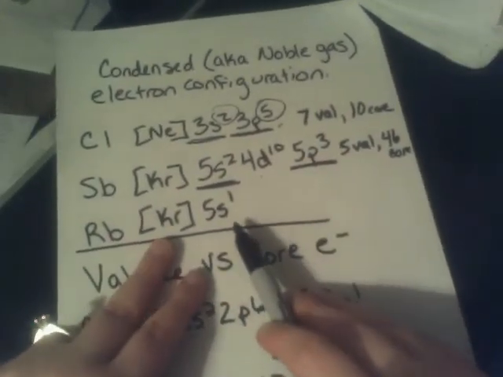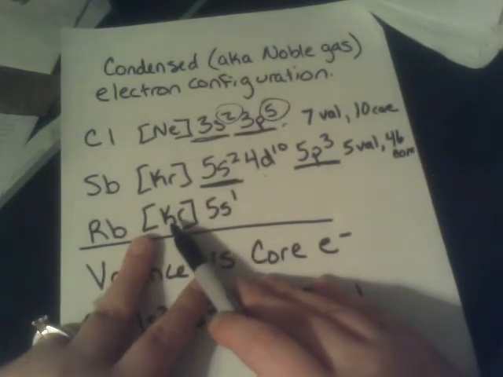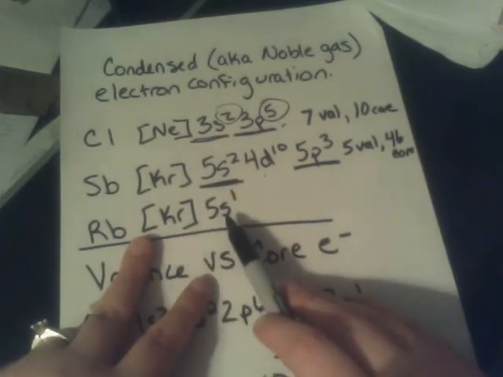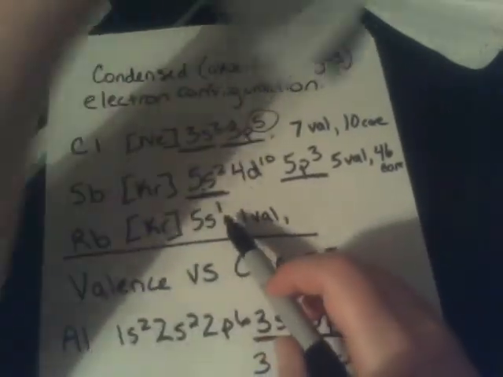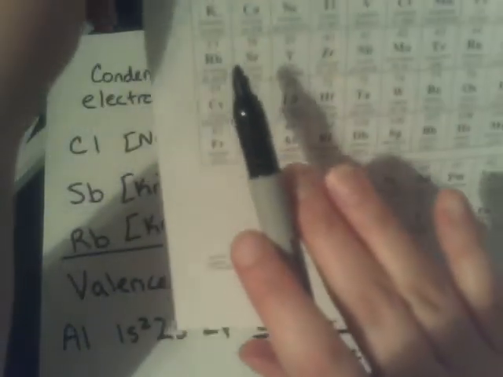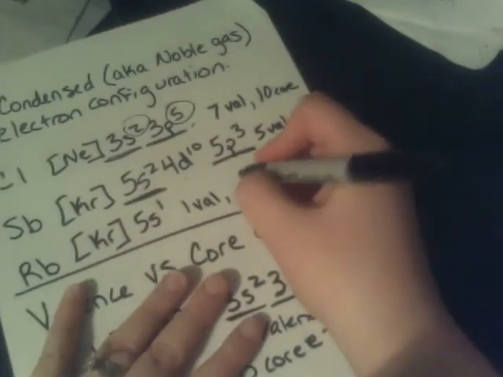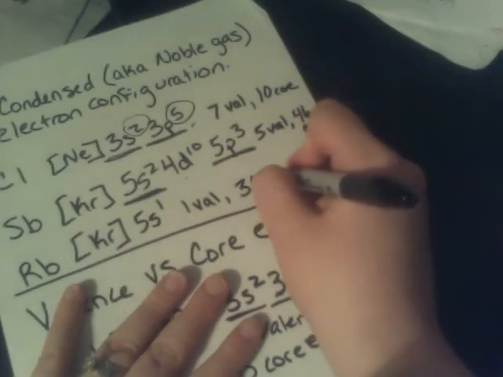This one should be a little bit easy. These are all core, right? So this must be the only valence. So we have 1 valence. And I look at rubidium. Let's see what his number is. He's number 37. So he must have 36 core electrons.